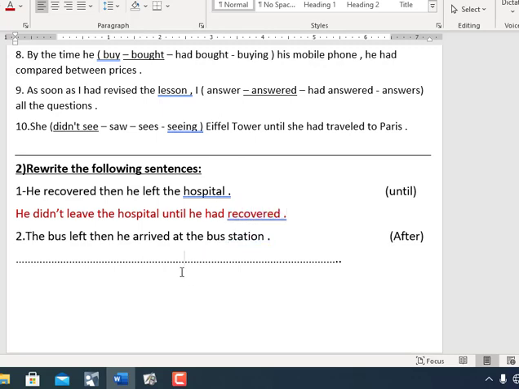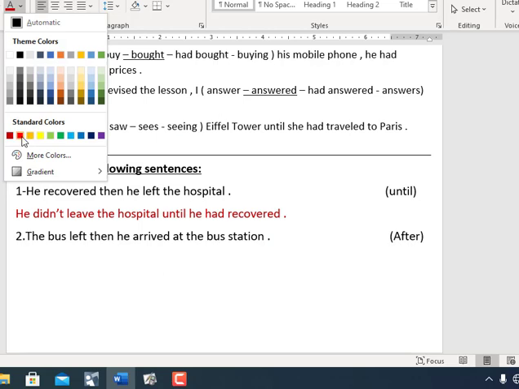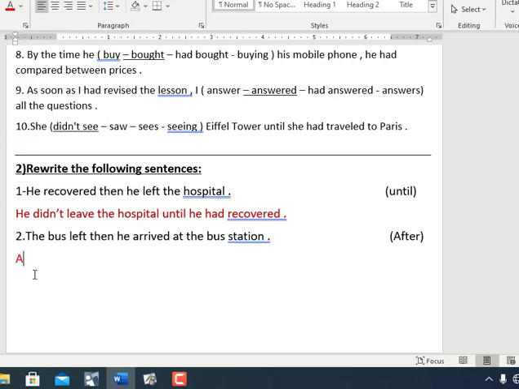Number 2, the bus left, then he arrived at the bus station. So we're gonna start with after, and after the first action. Where is the first action? Yeah, sure, the first action is here, the bus left. So after the bus had left, comma, he arrived. It means that he didn't catch the bus. He arrived at the bus station.